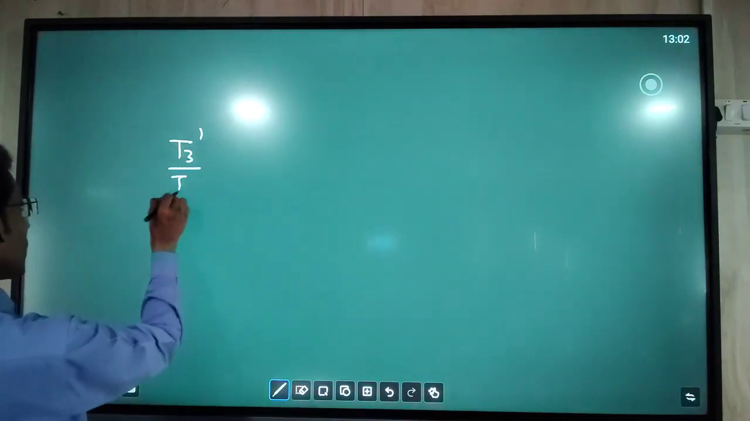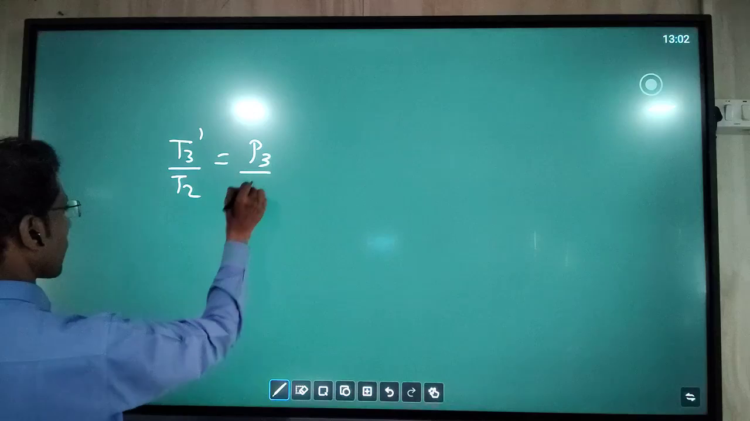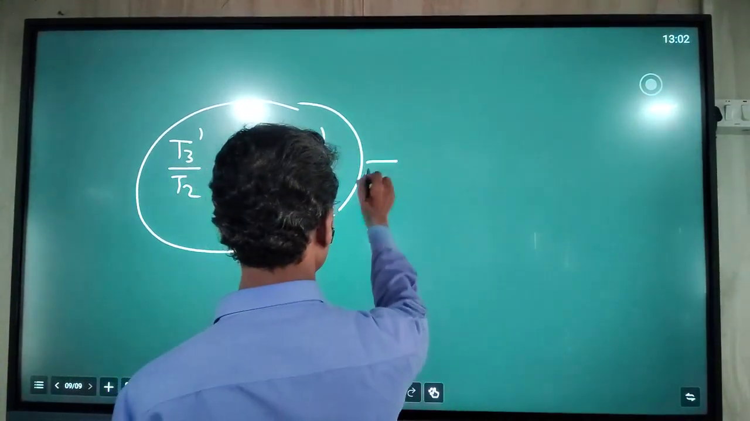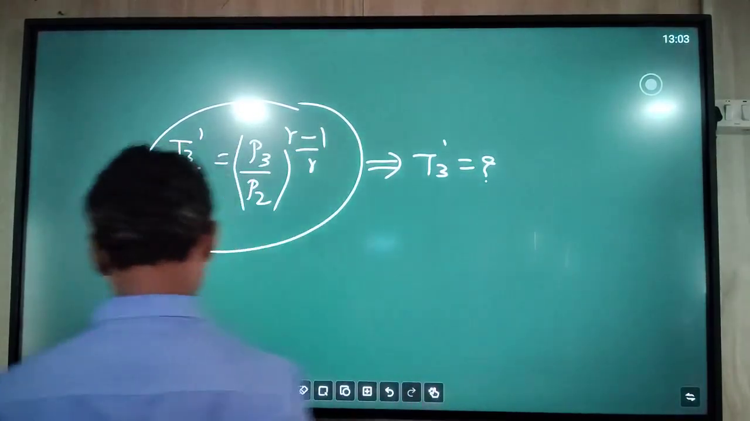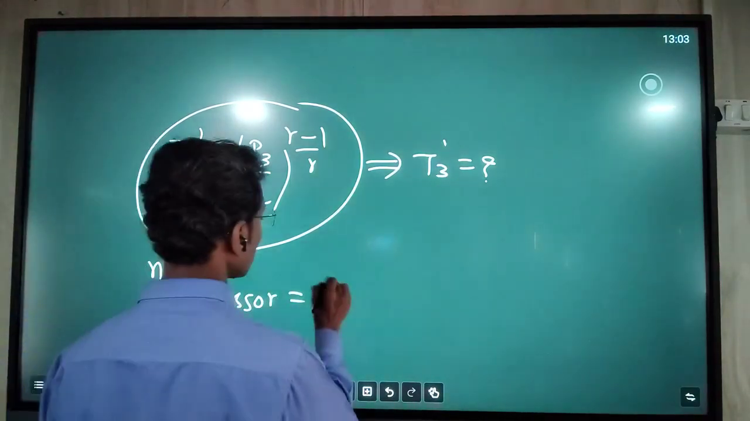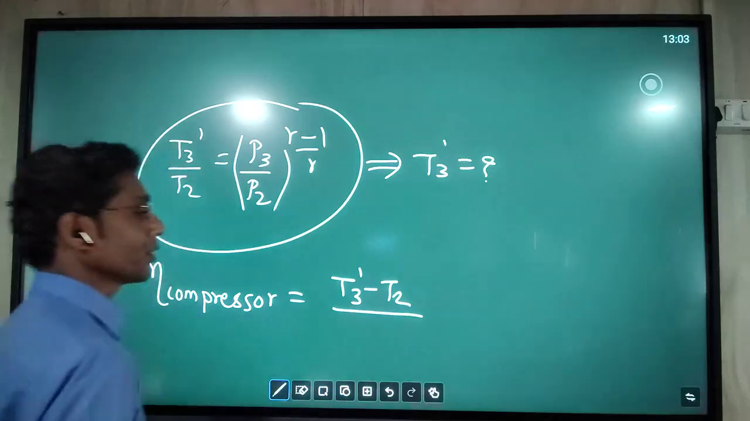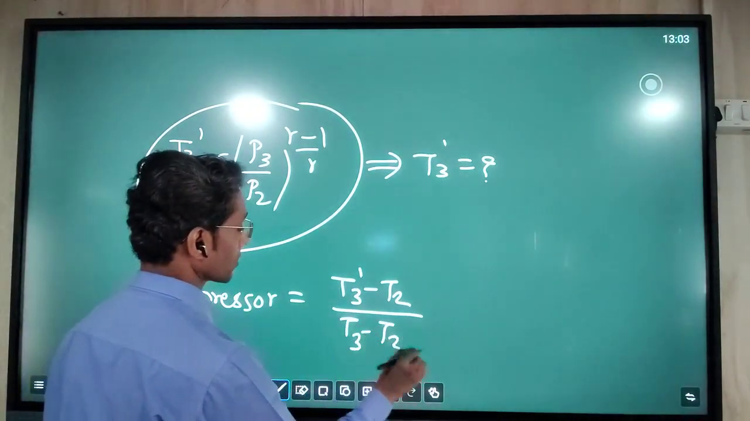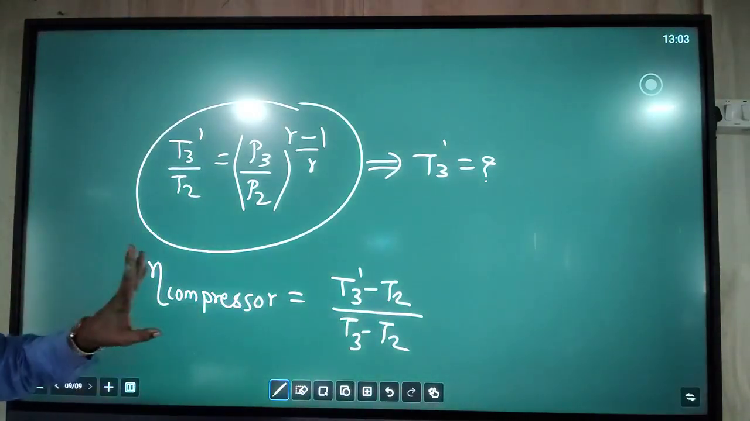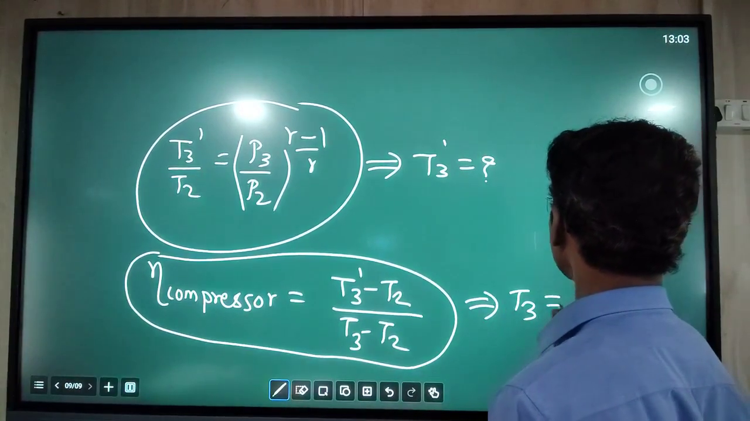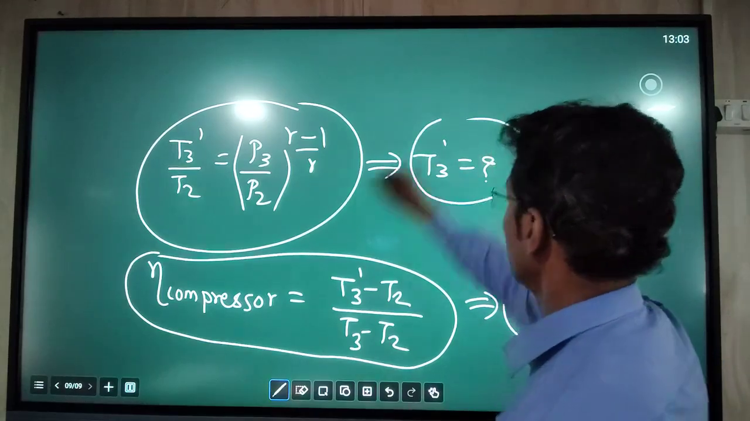That is T3 dash divided by T2 is equal to P3 by P2 raised to gamma minus 1 upon gamma. This is one formula, that is the temperature ratio. From this we get the value of T3 dash. And then compressor efficiency. Here it is the ratio of the ideal temperature rise between 2 and 3 dash. This is the ideal temperature rise in the main compression process, and this is the actual temperature rise. So ideal to actual temperature rise is given by this formula, that is compressor efficiency. By putting the value of T3 dash over here, we can find the value of T3, meaning the exit of the compressor.